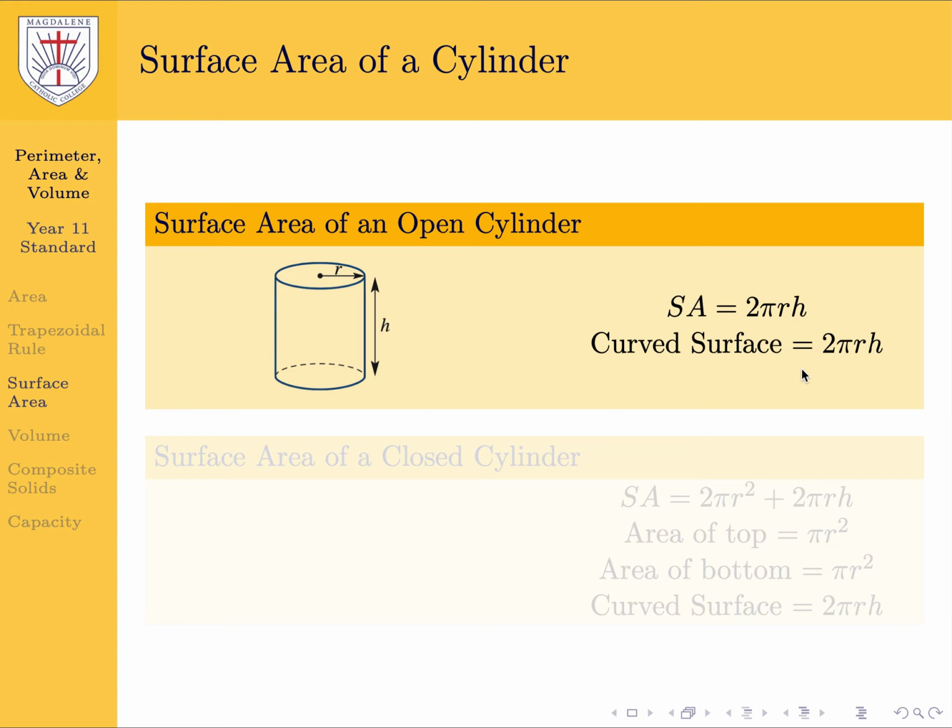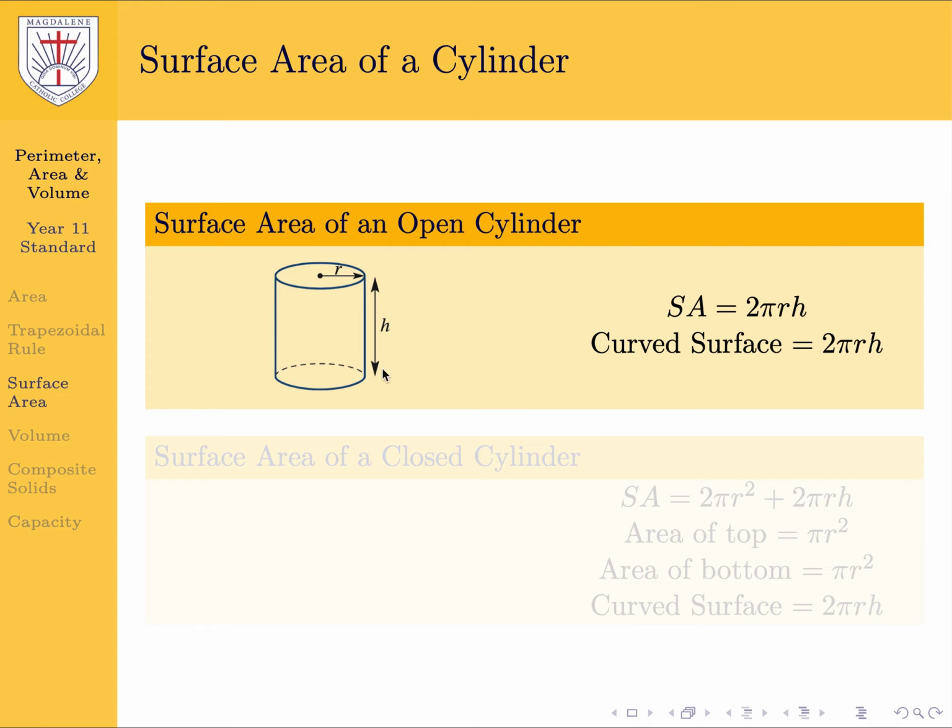So to find the surface area of an open cylinder, which is like a toilet roll, all we're going to be doing is finding this part here. So not the top or the bottom, because we're considering that to be open. So the surface area for that is 2 pi rh. And that is also how you find the curved surface. So if you're ever asked to find the curved surface, it's the same as finding the surface area of an open cylinder. And if you're wondering where that formula comes from, it's the circumference of the circle, and then you times it by the height.